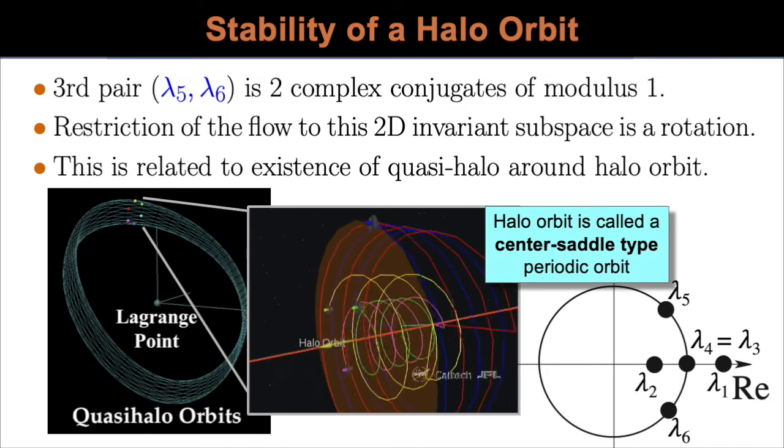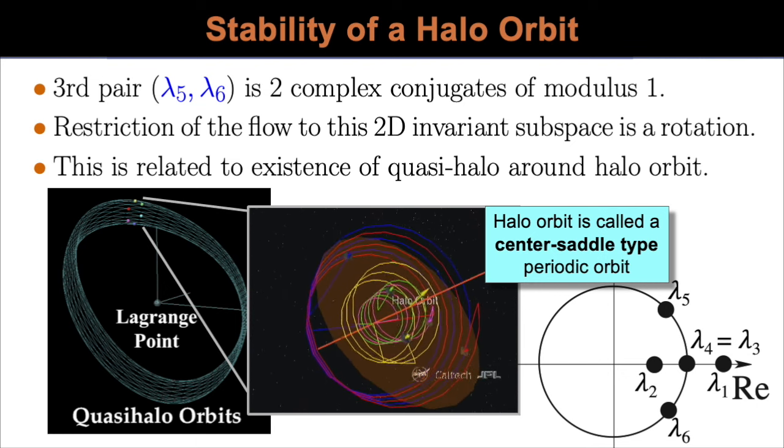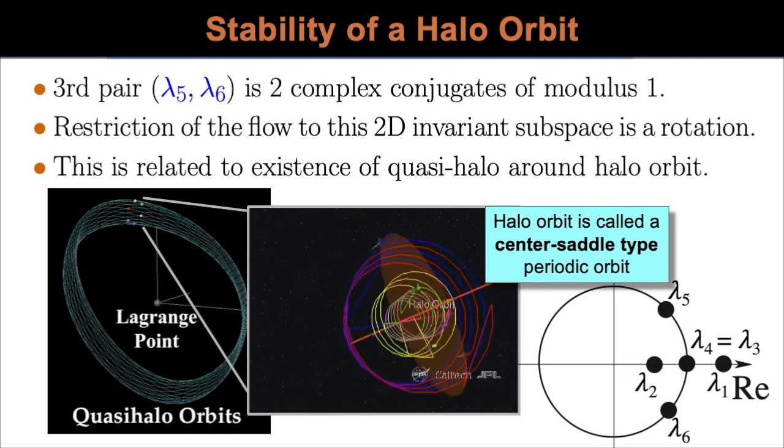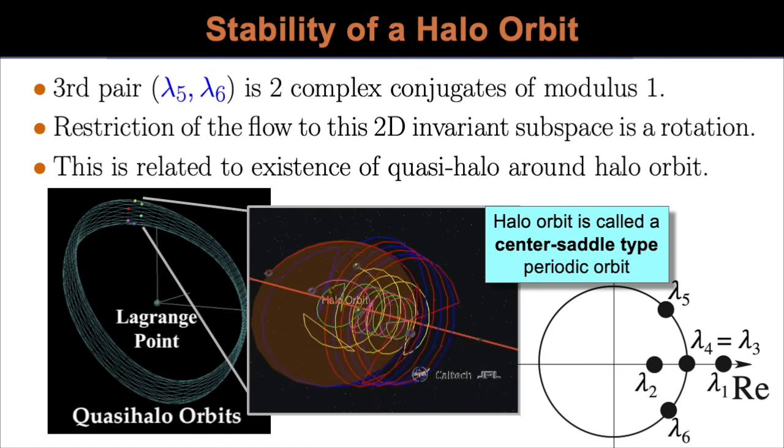So a halo orbit is sometimes called a center saddle type. Saddle meaning things can approach and depart. Think of raindrops on a saddle. And then the center means this quasi-periodic motion.